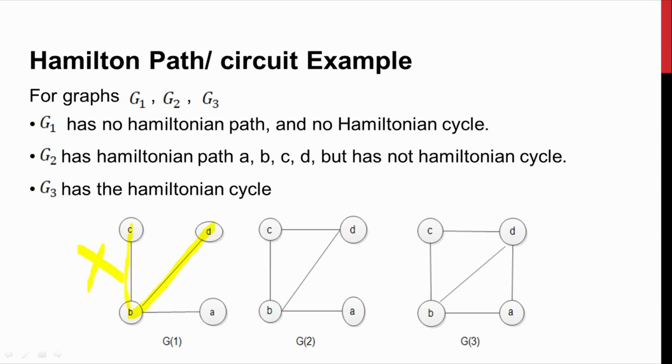G2 has Hamiltonian path A, B, C and D. So we start from A, then B and then C and then move on to D.